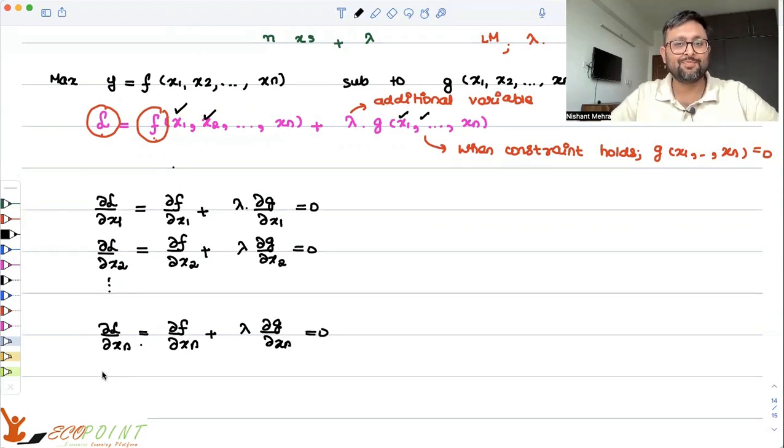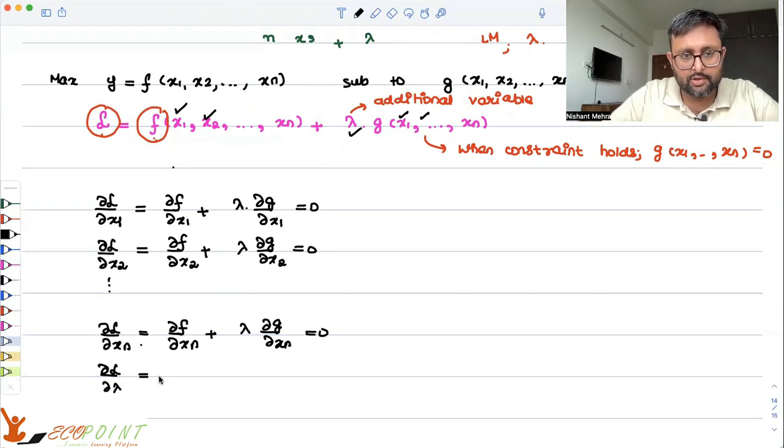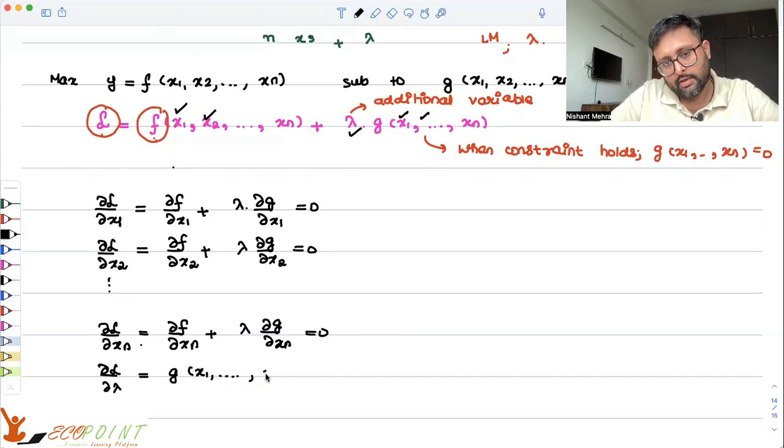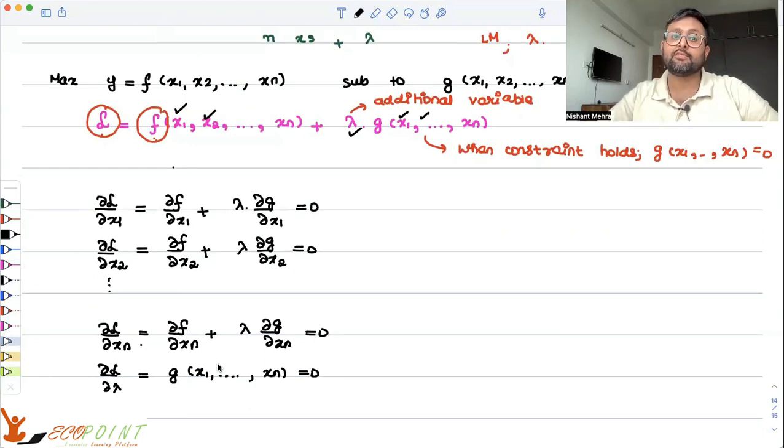And there is one more expression, which is what? Del L by del lambda. Where is lambda, beta? Lambda is only here. So what is that? That is g(x1, and so on to xn) equals to 0. Lambda is also a variable. You've introduced one more variable. Why? Because you want to have n plus 1 variables for n plus 1 equations. So how many partial derivatives do you have? N plus 1. So these equations have to be solved simultaneously, right?